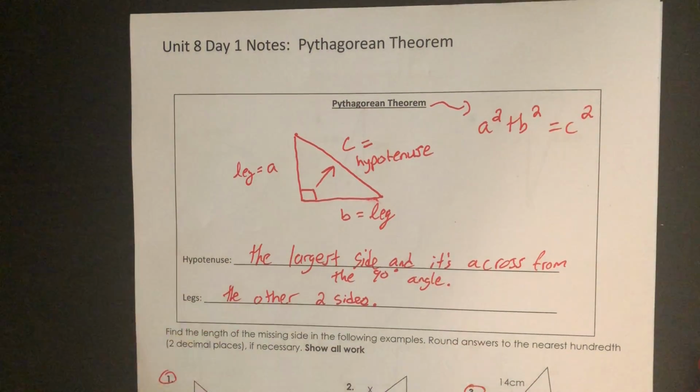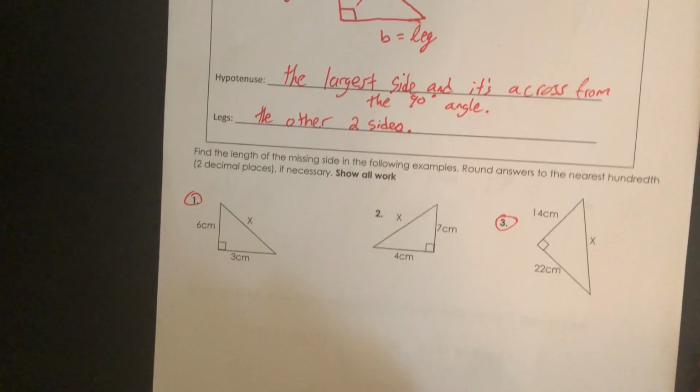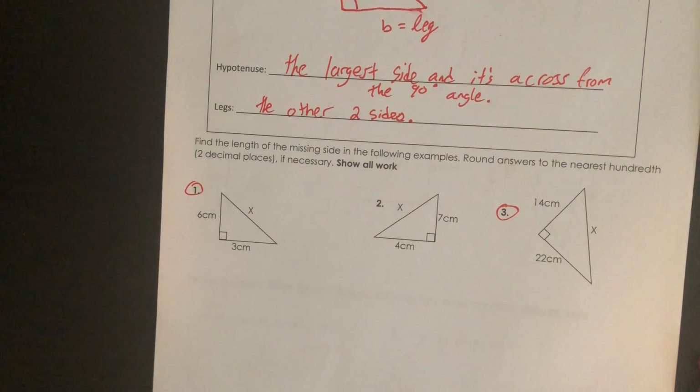Okay, so let's go do a couple examples, and once I do a few examples, you're going to see how easy this is. Okay, so let's move on to number one. Find the length of the missing side. Using the following examples, round answers to the nearest hundredth, two decimal places. Okay, so we have this.